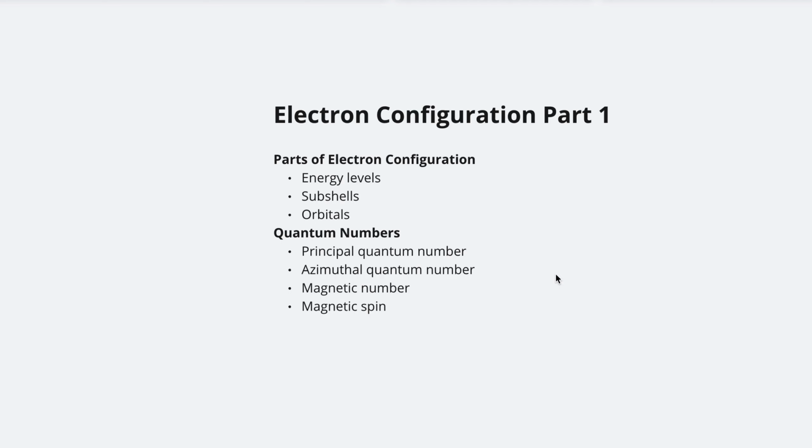In this video, we'll be going over electron configuration, and for part 1, we're just going to talk about the parts of the electron configuration and then quantum numbers. We won't get into actually making the electron configurations until part 2.